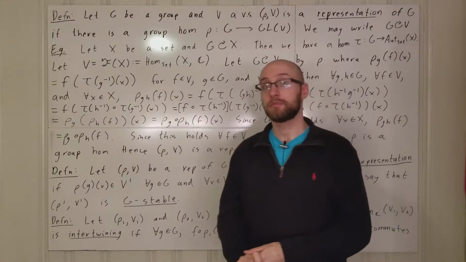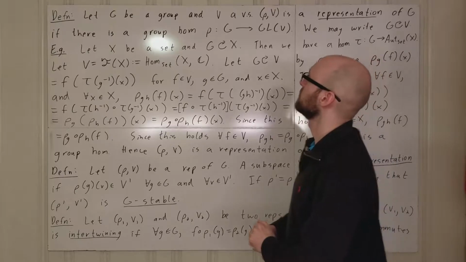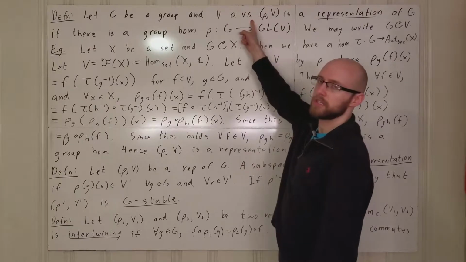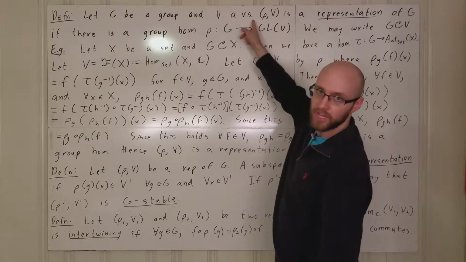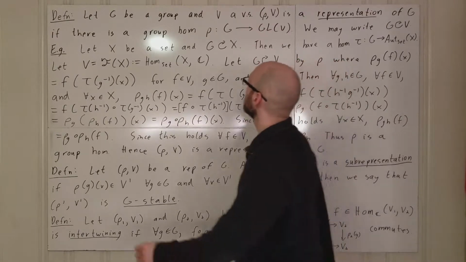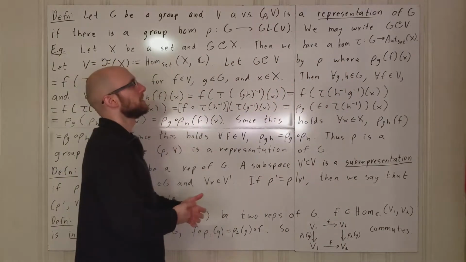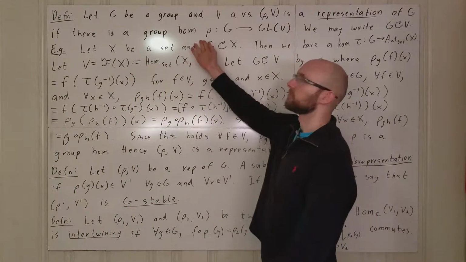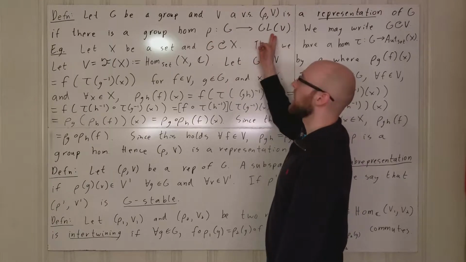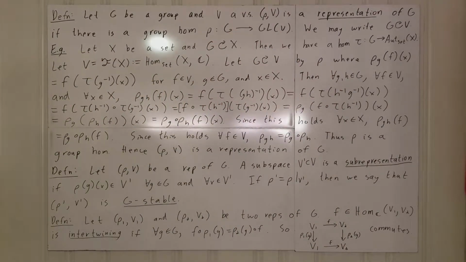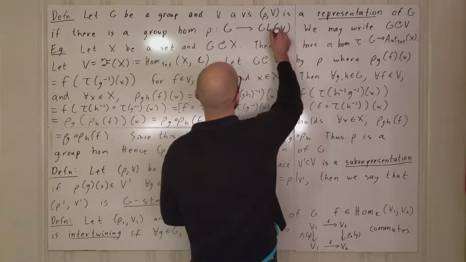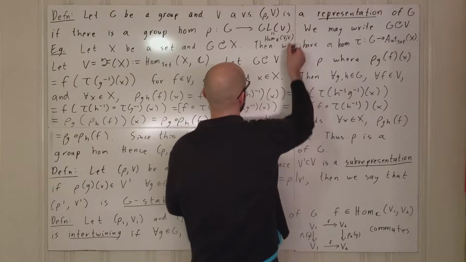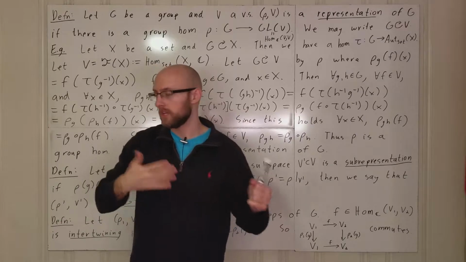All right, let's talk about some representations. So what we have is we start with a group G and a vector space V. Anyways, we say rho, V is a representation of G if we have a group homomorphism rho that goes from G to GL(V). And so here, of course, GL(V) is Hom_C(V, V). It's a collection of linear maps from V into V.